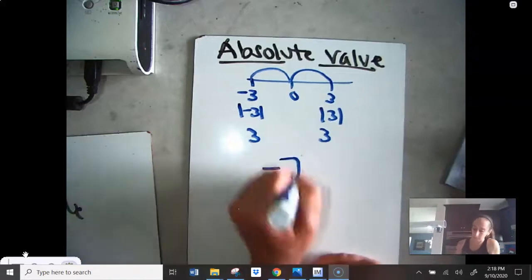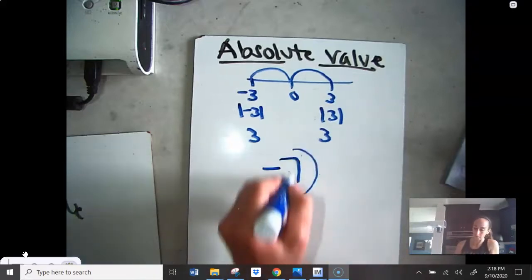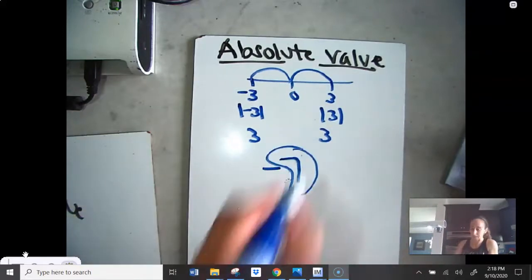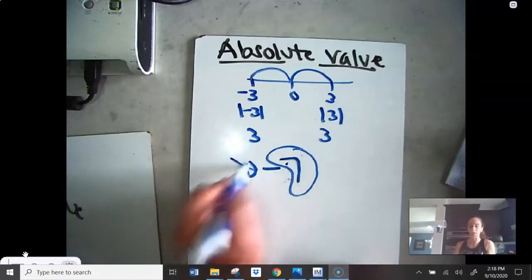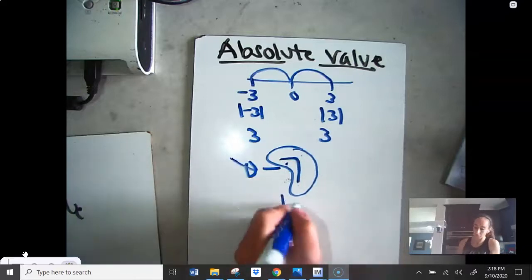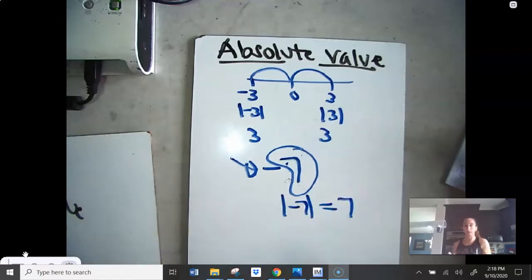So the absolute value of a number is what is the value of that number. So if I said negative 7, the value of that number is 7. That's the absolute value. It just happens to be negative. But the absolute value of negative 7 is 7.